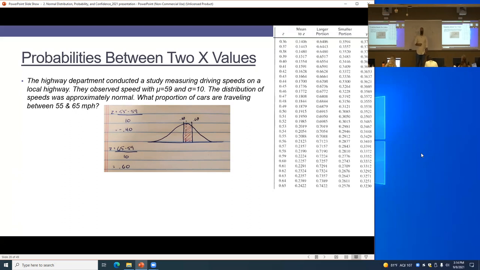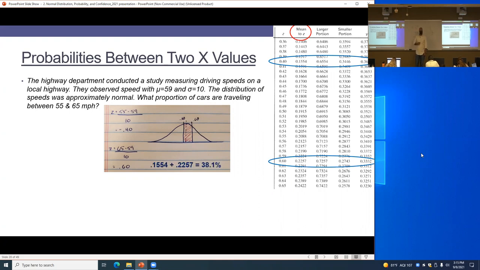Then what we're going to do is pull up our unit normal table. What I need to do is find markers for negative 0.4 and 0.6. What column, Matt, might be useful to use for this problem? Mean to Z. I like it. Mean to Z is going to be helpful, right? Then I can find my mean to Z for a z-score of 0.4. It's negative 0.4, but it's symmetrical, so that's fine. Go down the list and find it for 0.6.